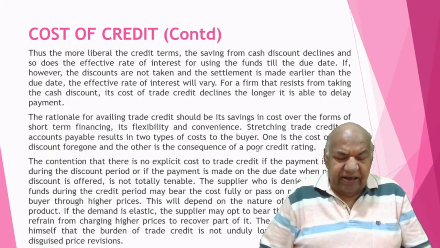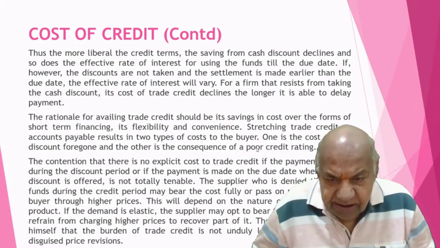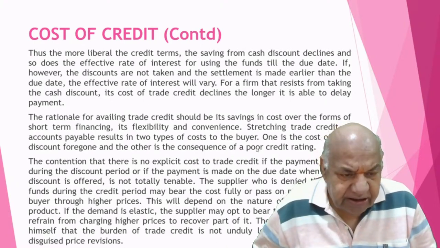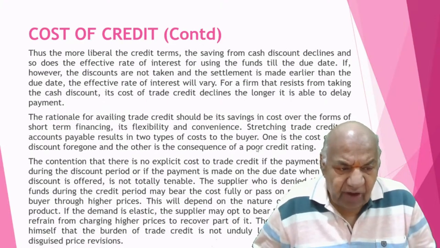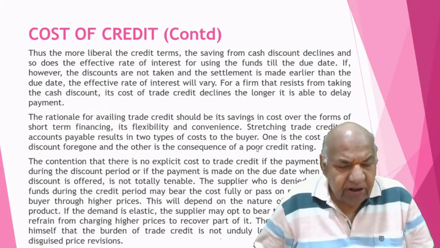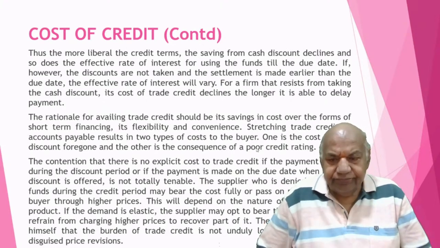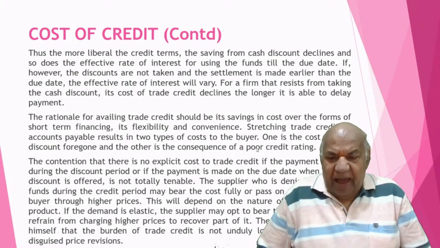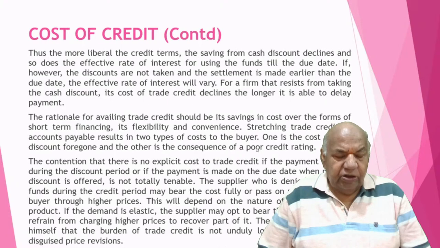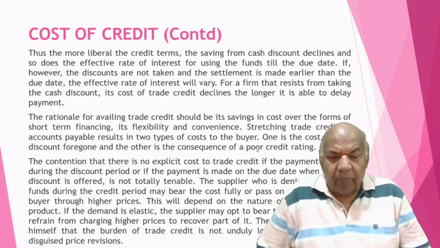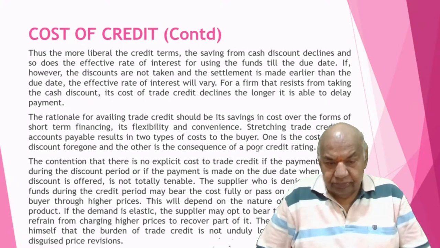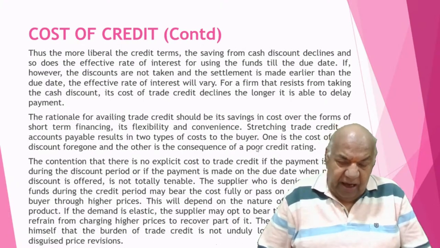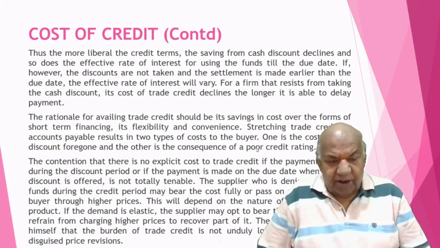The contention that there is no explicit cost to trade credit if the payment is made during the discount period, or if the payment is made on the due date when no cash discount is offered, is not totally tenable. The supplier who is denied the use of funds during the credit period may bear the cost fully or pass on part of it to the buyer through higher prices. This will depend on the nature of demand for the product.